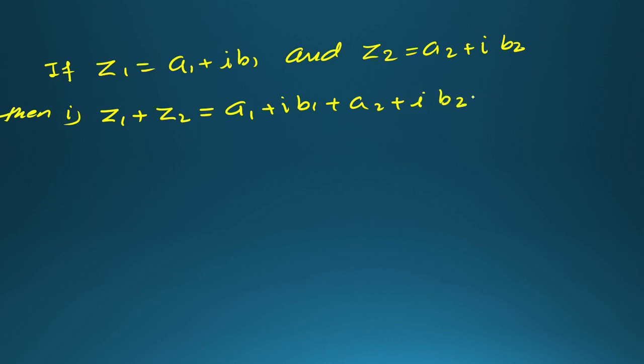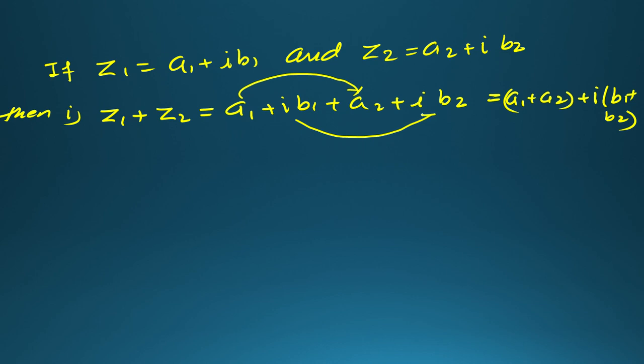And what we do in addition or subtraction, we always add and subtract the like terms. So it will be A1 plus A2, plus i times B1 plus B2, meaning the real part will be added with the real part and the imaginary part will be added with the imaginary part. But the logic is simple: in addition we always add the like terms. So the term of i will be added with the term of i, and terms without i will be added together.